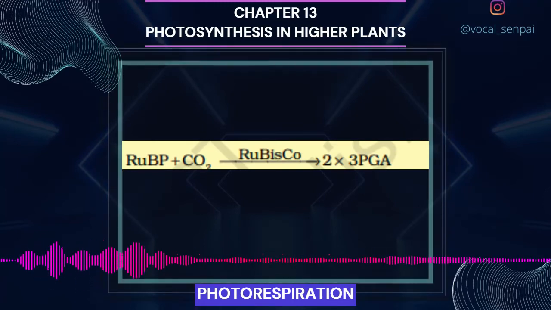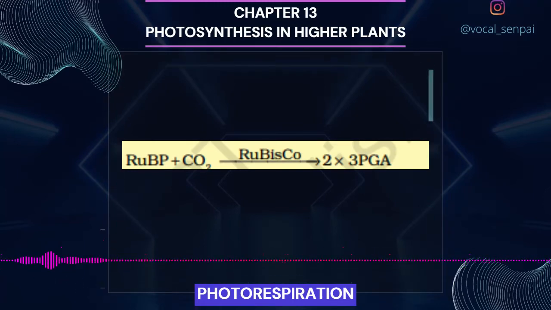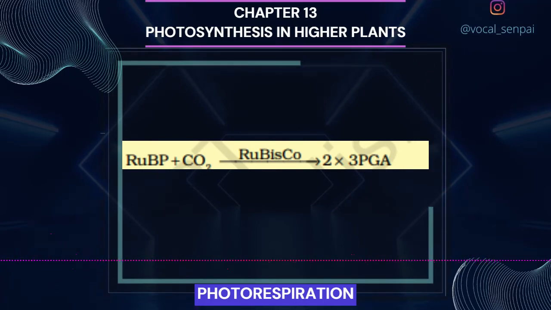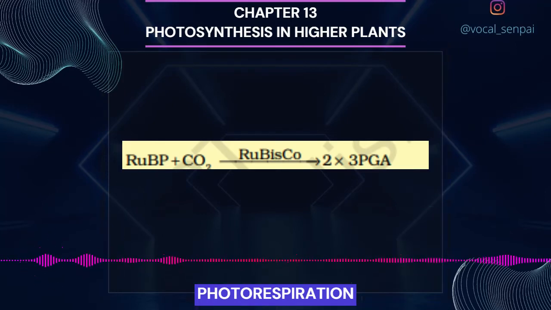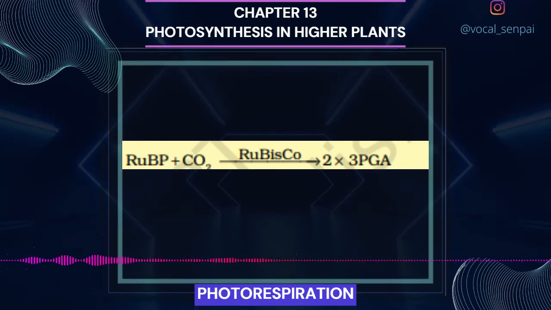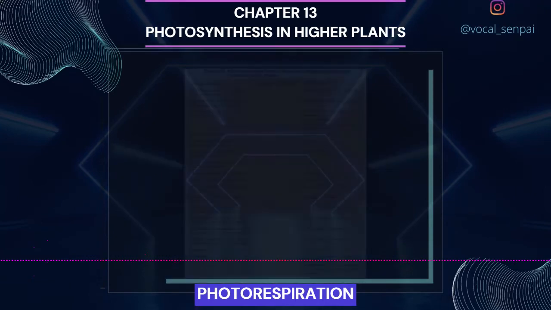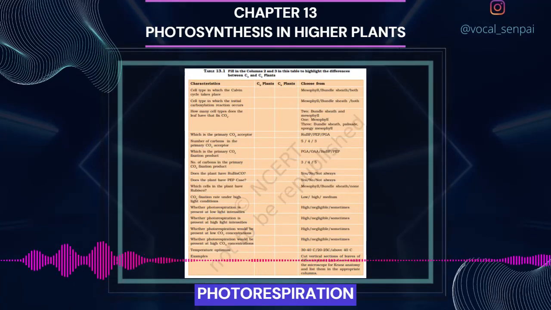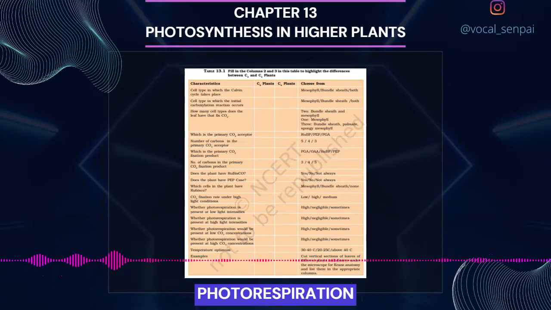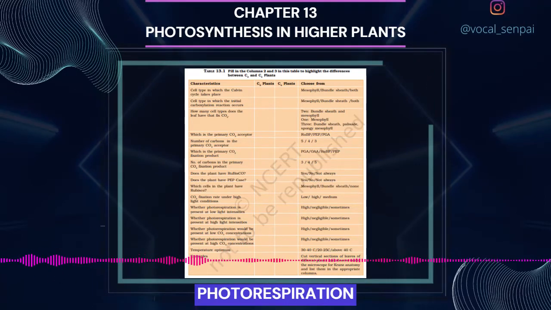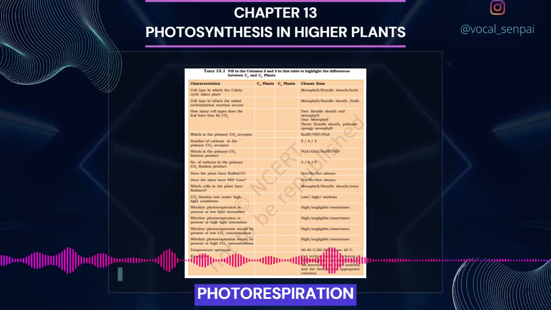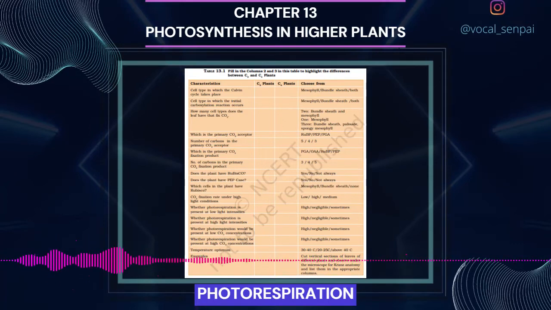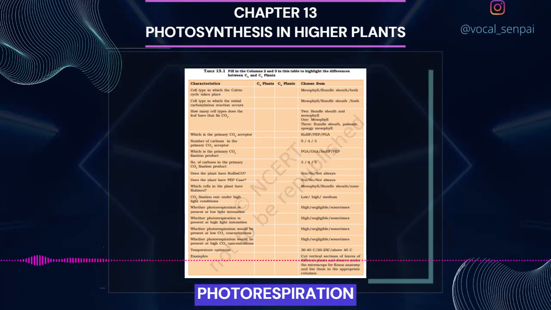Rubisco is characterized by the fact that its active site can bind to both CO2 and O2, hence the name. Can you think how this could be possible? Rubisco has a much greater affinity for CO2 when the CO2 to O2 ratio is nearly equal. Imagine what would happen if this were not so. This binding is competitive. It is the relative concentration of O2 and CO2 that determines which of the two will bind to the enzyme. In C3 plants, some O2 does bind to Rubisco, and hence CO2 fixation is decreased.